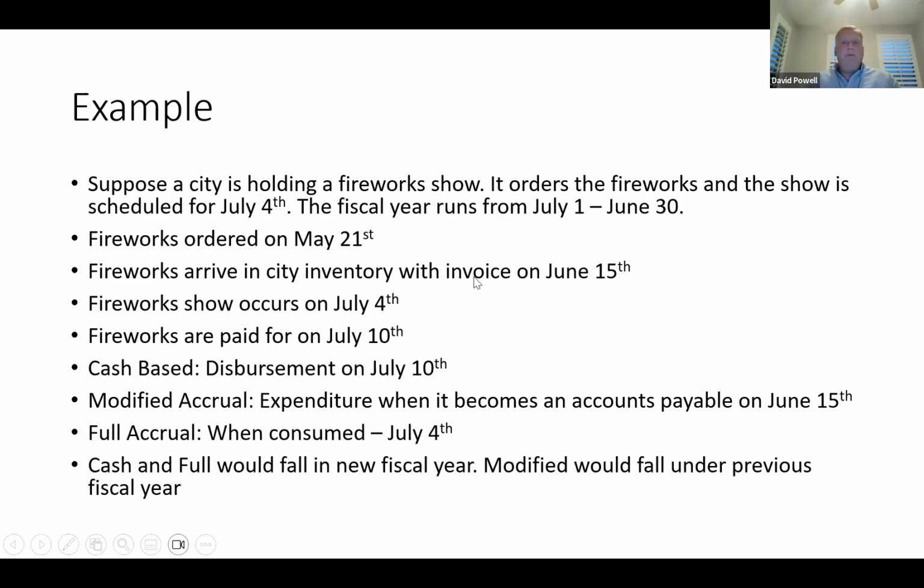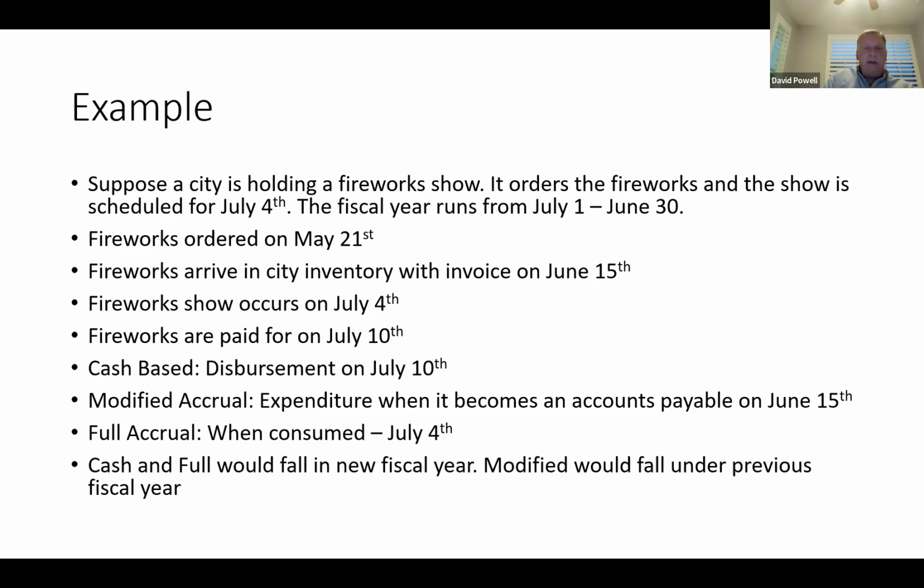So here's an example. Let's assume we have a city that is going to hold a fireworks show. So the city goes out there and orders the fireworks, and the show is scheduled for July 4th. It's a July 4th fireworks show. And the fiscal year for the city runs from July 1st until June 30th. Let's assume that they order the fireworks on May 21st in preparation for the show on July 4th. The fireworks that they order then arrive in city inventory with an invoice to be paid on June 15th.